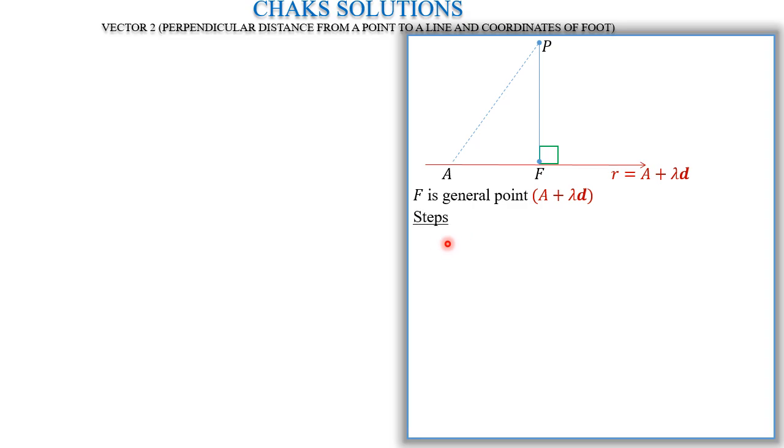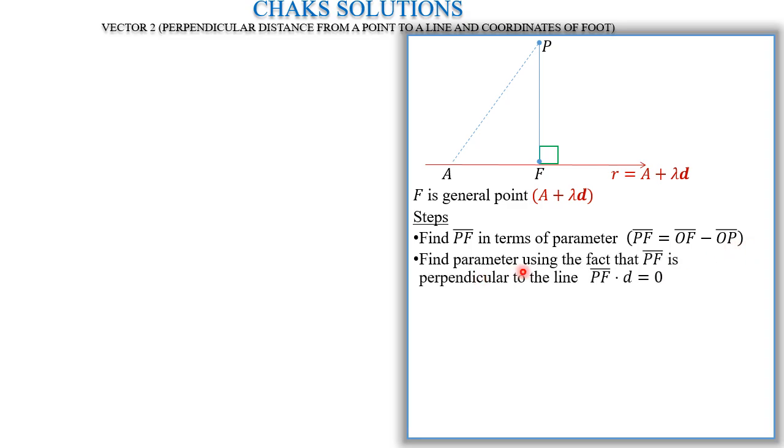The first step is you find the vector PF in terms of the parameter. So PF is OF minus OP. Then the next thing that we do is to find the parameter using the fact that PF is perpendicular to the line. Which means the dot product of the vector PF and the direction of the line should be equal to 0. That will be the condition for the parameter at this point, so we can find the parameter there.